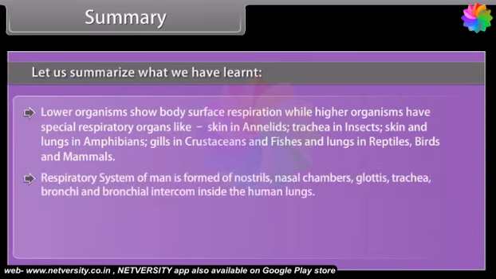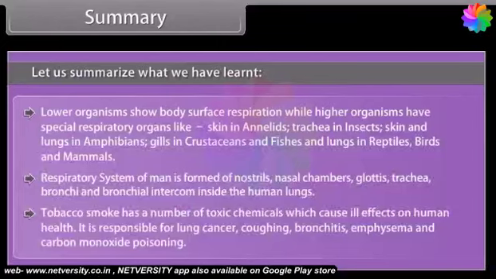Respiratory system of man is formed of nostrils, nasal chamber, glottis, trachea, bronchi, and bronchial tree inside the human lungs. Tobacco smoke has a number of toxic chemicals which cause ill effects on human health. It is responsible for lung cancer, coughing, bronchitis, emphysema, and carbon monoxide poisoning.